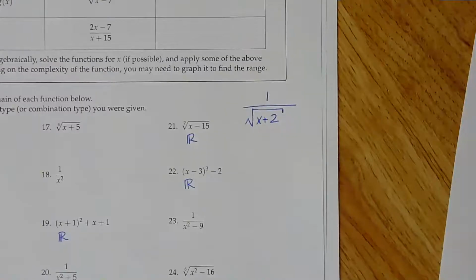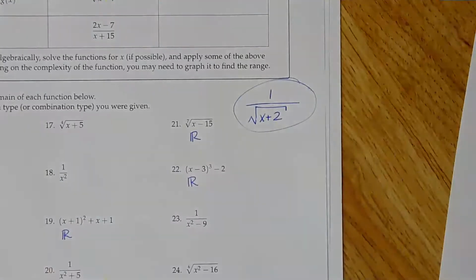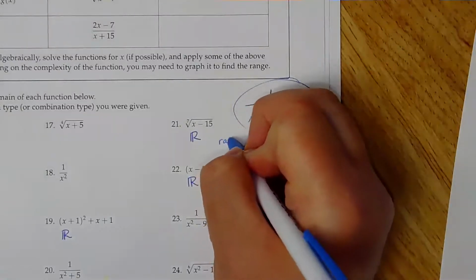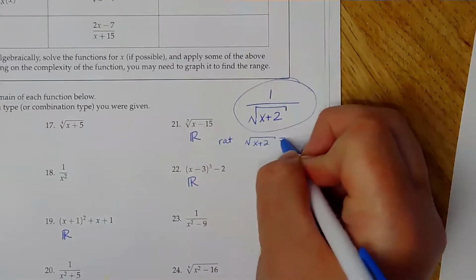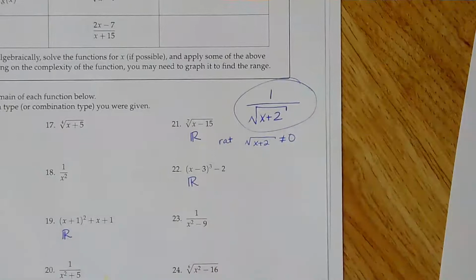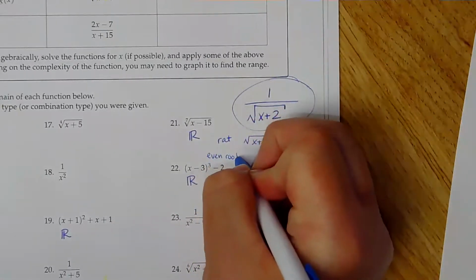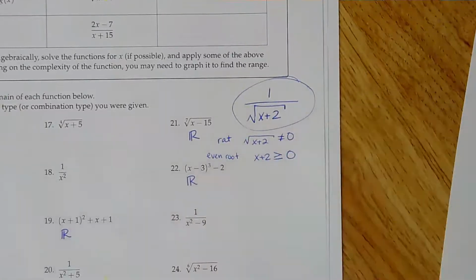Okay, and I want to look at one more hybrid here. So I've put this up, 1 over the square root of x plus 2. This has both an even root and a rational function. The rational function tells me that the square root of x plus 2 cannot be 0, or I'm going to run into problems. And the even root part of this tells me that x plus 2 has to be greater than or equal to 0.